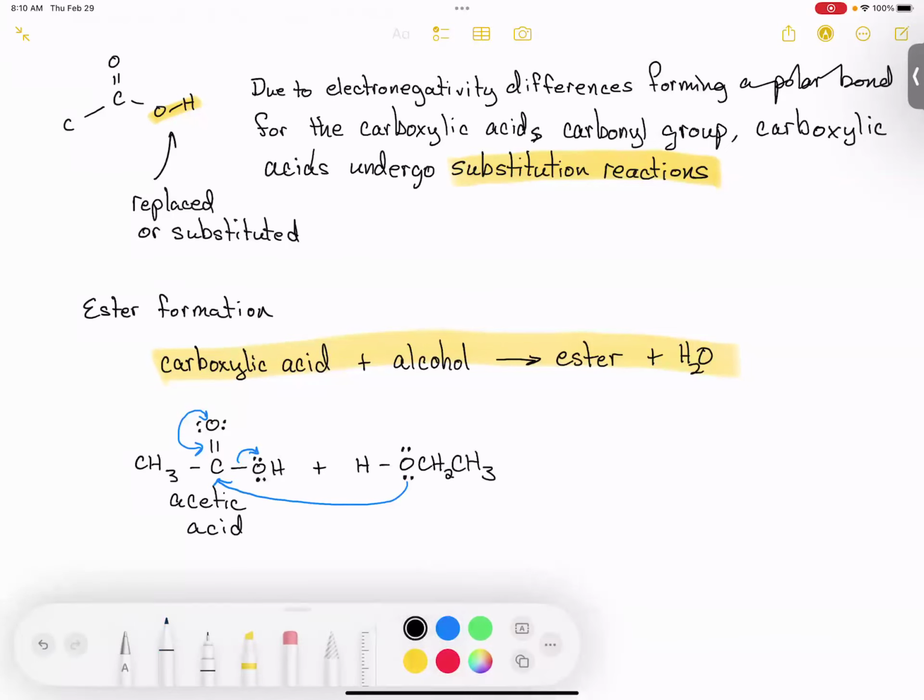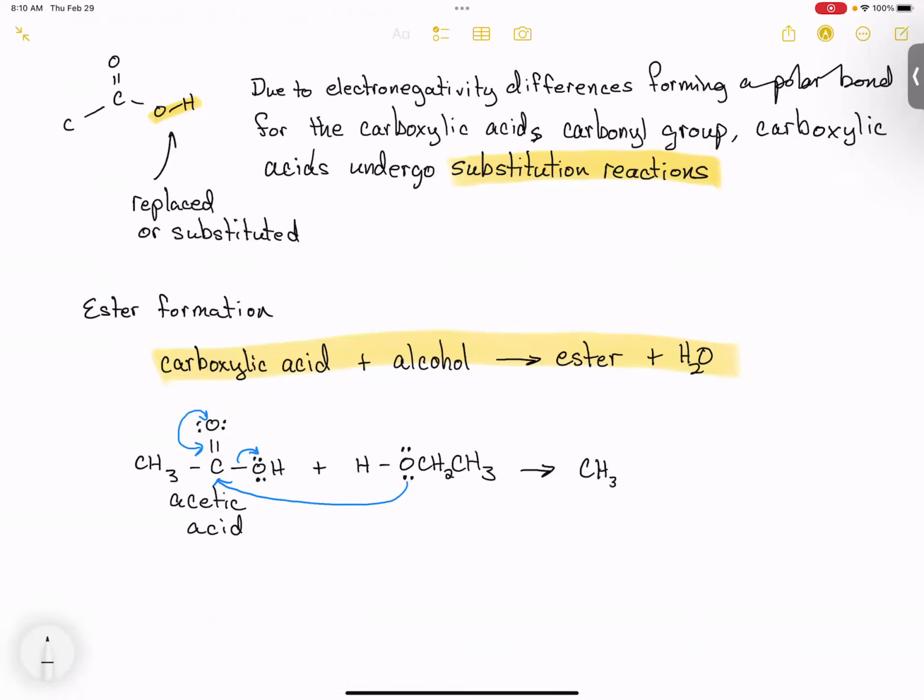So what you wind up making is the acetic acid, but now it's attached to what was originally the alcohol. And then you're going to have water as a product. Now, we'll talk more about how to name it, but this is called ethyl acetate. And we'll talk more about how to name these in a few minutes.